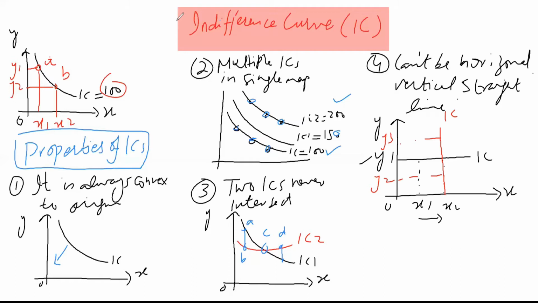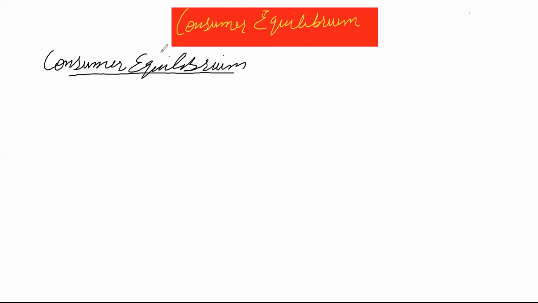Next is consumer equilibrium. So we will now combine the concept of budget line and IC curve in a single graph to show consumer equilibrium.